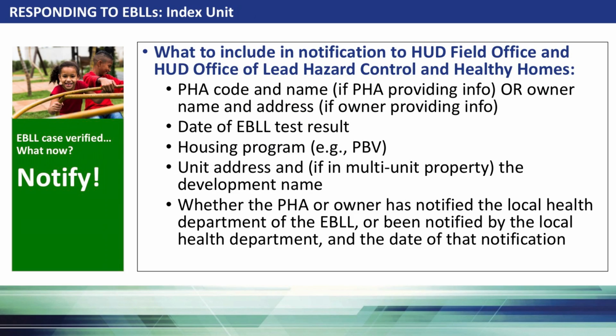The notification emails to the HUD Field Office and to the HUD Office of Lead Hazard Control and Healthy Homes must include the following information: the owner's name and address, if the owner is doing the notifying, or the PHA's code and name, if the PHA is doing the notifying, the date of the EBLL test result, the housing program, in this case PBV, the address of the EBLL unit, and whether the PHA or owner has notified the local health department of the EBLL or been notified by the local health department, and the date of the notification.